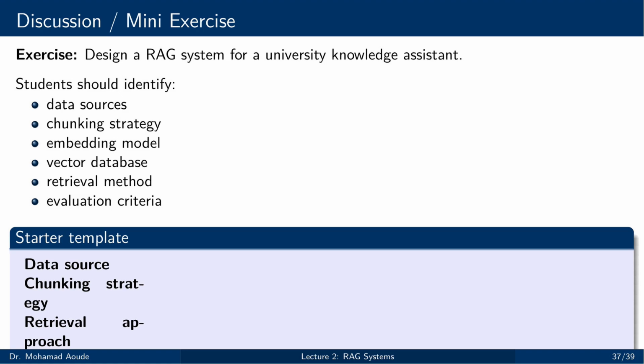What kind of embedding model would you choose? What vector database would you use? Would pure semantic retrieval be enough, or would hybrid search be better because of exact course codes and institutional terminology? Finally, think about evaluation. How would you know whether the system actually helps students rather than merely sounding helpful? This exercise is valuable because it forces you to translate theory into design choices. That is exactly what engineering education should do.